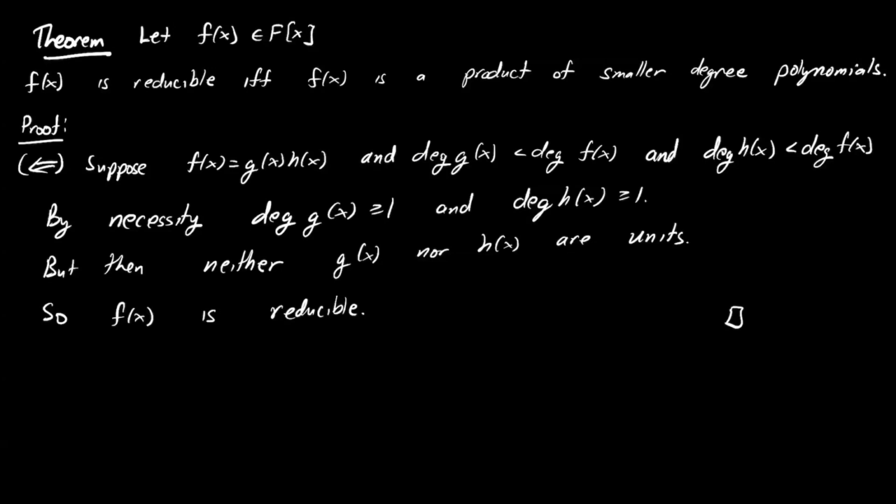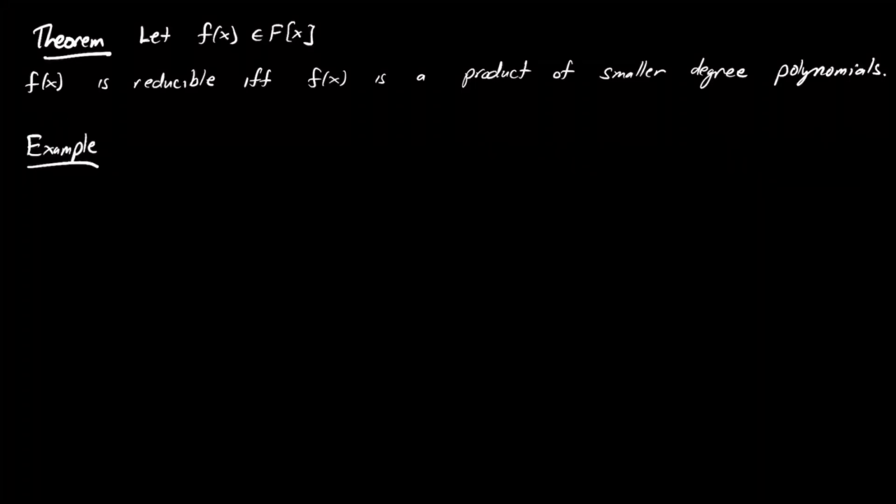Right, the idea here being that f and g are not associates because h is not a unit, and f and h are not associates because g is not a unit. Okay, so we can consider 2 examples now.